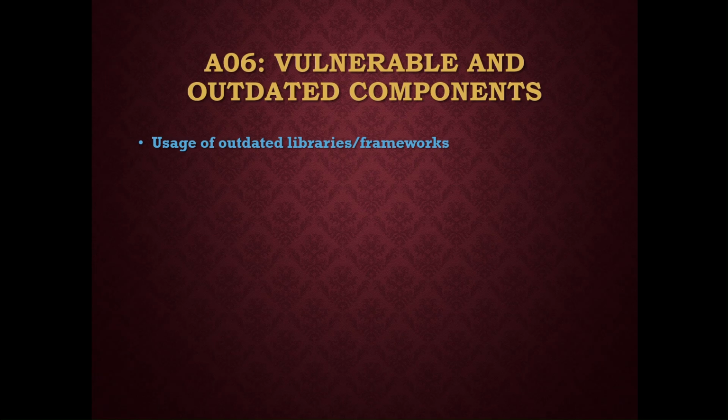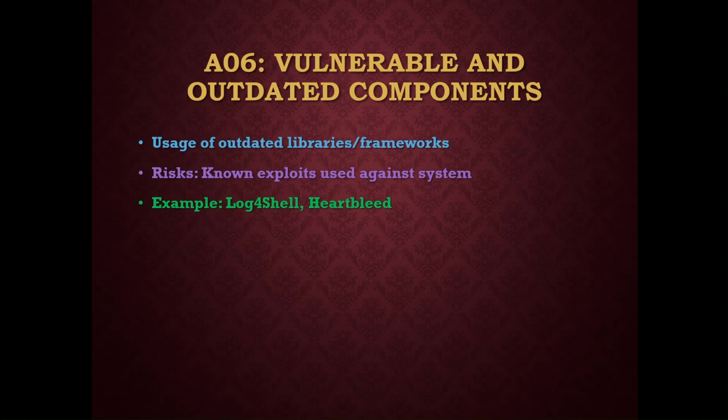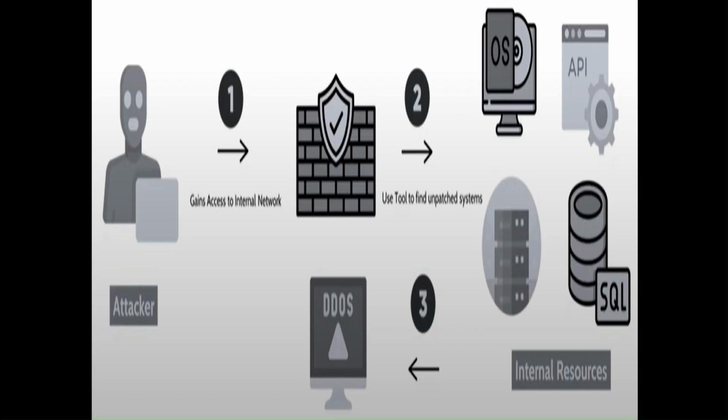Also, this vulnerability takes place when you implement software and its related components in our applications from vulnerable or untrusted sources. Using these vulnerable or outdated components, known exploits can be used against the system. Due to this, server compromise, data breach, reputational damage over the entire firm. Examples: Log4Shell, Heartbleed. These are common examples for that.